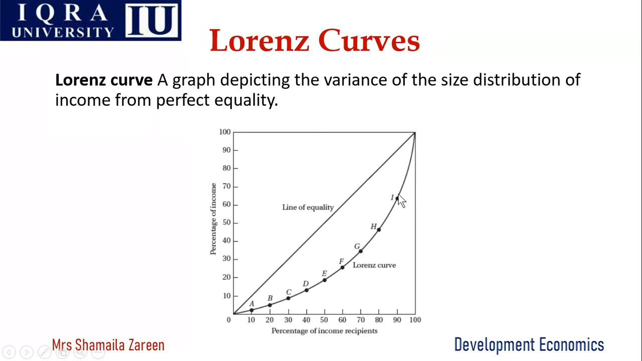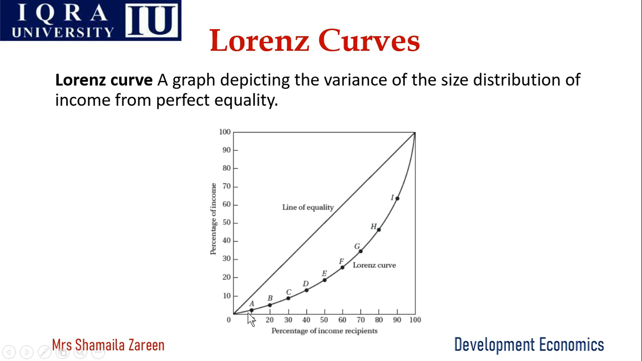This entire figure is enclosed in a square and a diagonal line is drawn. This diagonal line, the straight 45-degree diagonal line, is drawn from the lower left corner of the square to the upper right corner. At every point on the diagonal, the percentage of the income received is exactly equal to the percentage of income recipients.